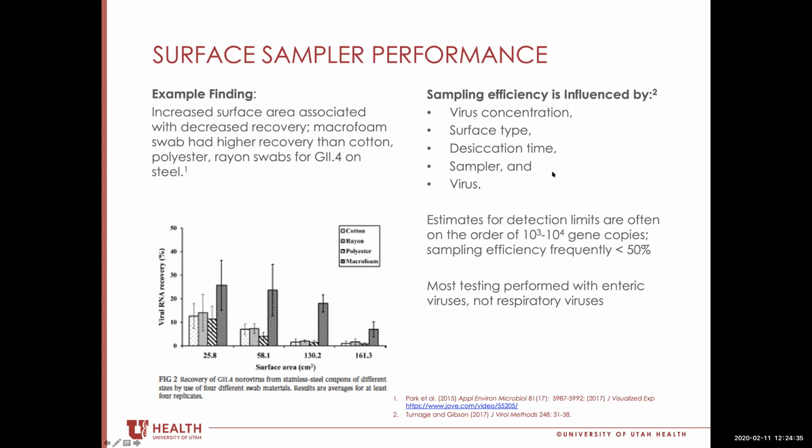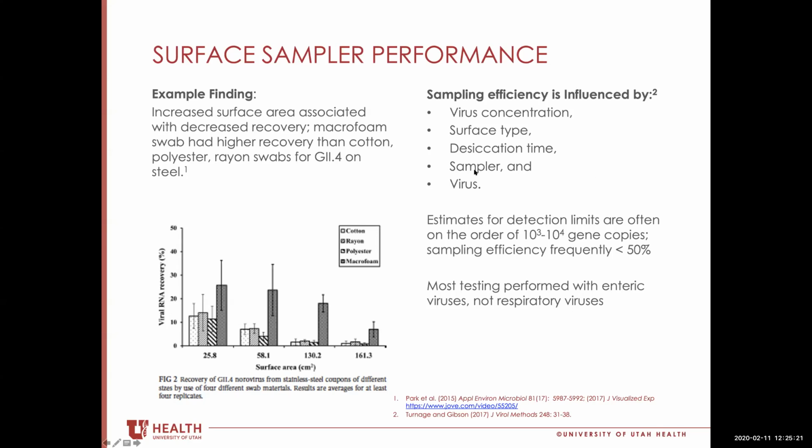There's some influence of the sampling type, as we can see in the figure on the left, and there's limited evidence that there's difference between the viruses. That has not been fully explored to know if it's really specific at the strain level, or it's more like an envelope versus an unenveloped, or somehow depends upon the shapes. Overall, the detection limits seem to be on the order of 10 to the 3 or 10 to the 4 gene copies, and the sampling efficiencies vary widely, but are most frequently below 50%. So Turnage and Gibson have a review of papers that were published as of 2017. And again, most of these studies are performed with enteric viruses, not respiratory viruses.